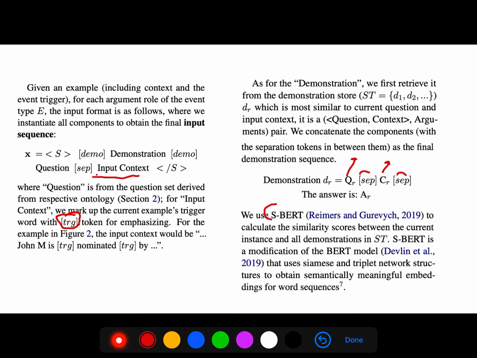I have explained SBERT in my playlist on contrastive learning and Siamese networks, by Gurevych in Darmstadt, I think, and it is used to calculate the similarity scores between the current instance and all demonstrations in the store.